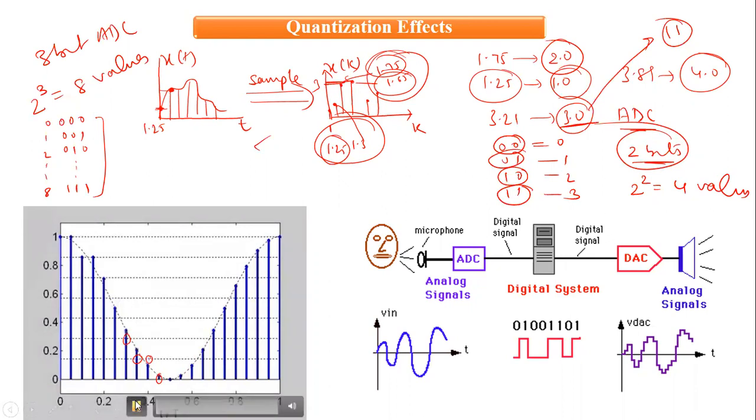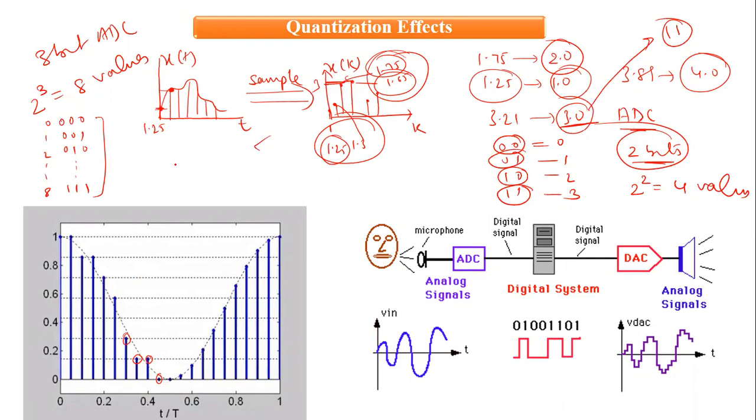You can see it once again. This is rounded off, and rounded off, and then rounded off. The reason for this is to get the perfect digital representation of the analog signal.